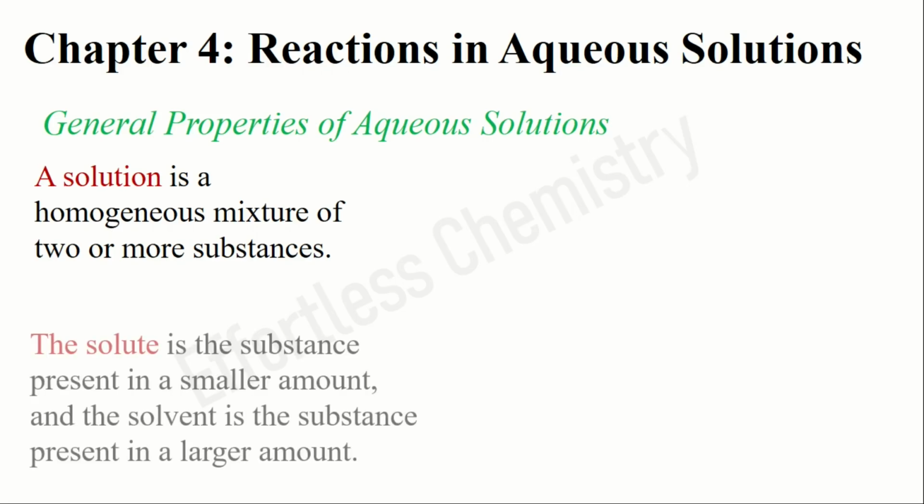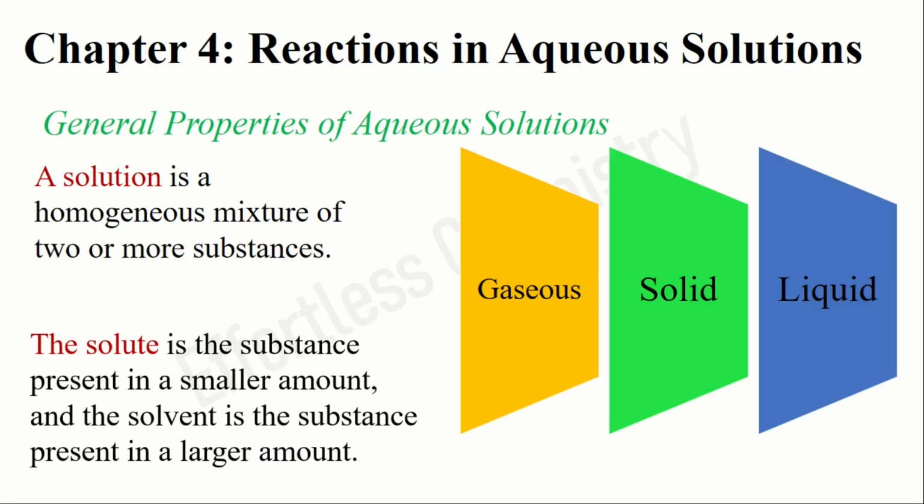The solute instead is the substance present in a smaller amount and the solvent is the substance present in a larger amount. A solution may be gases such as air, solid such as an alloy, or liquid like seawater. In this section we will discuss only aqueous solutions, in which the solute initially is a liquid or a solid and the solvent is water.